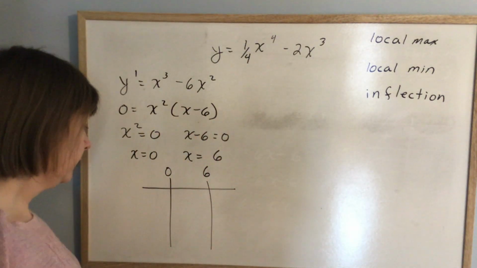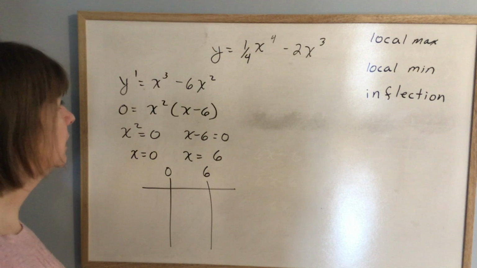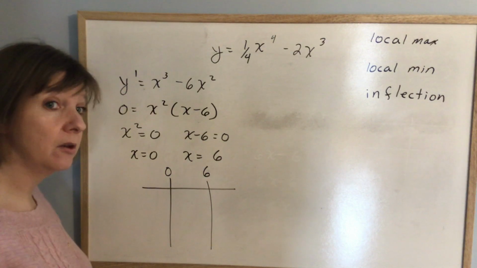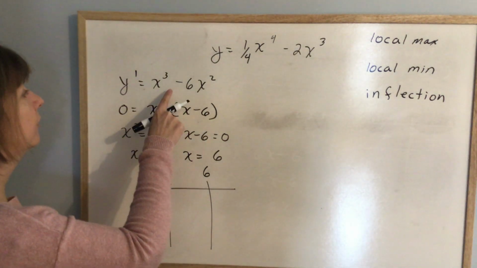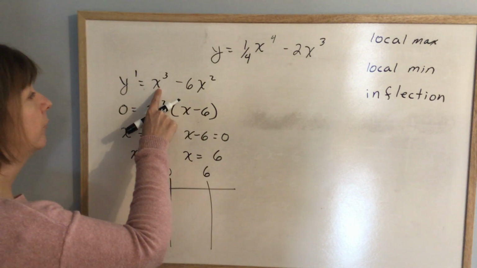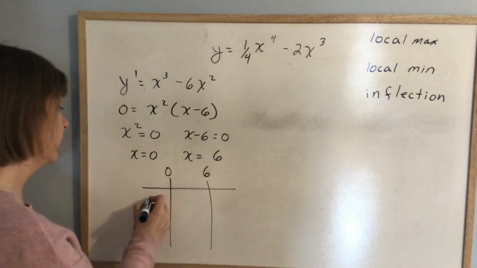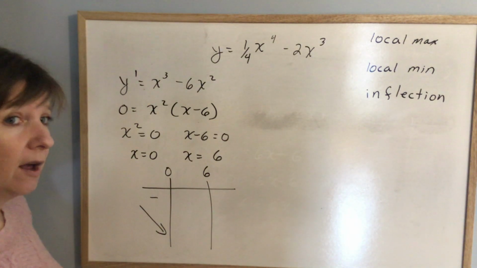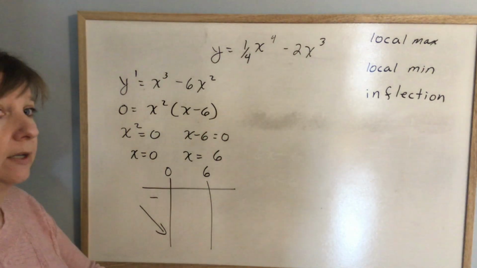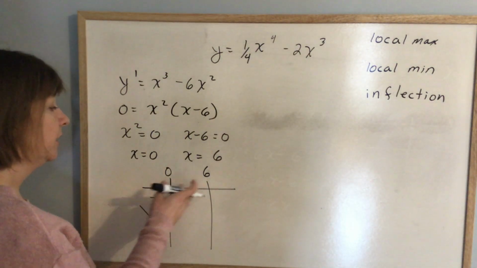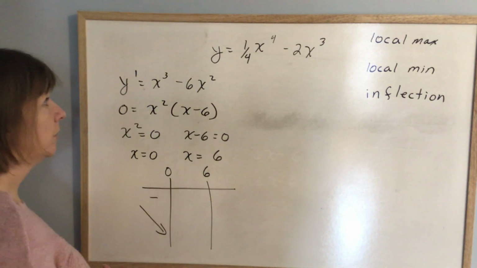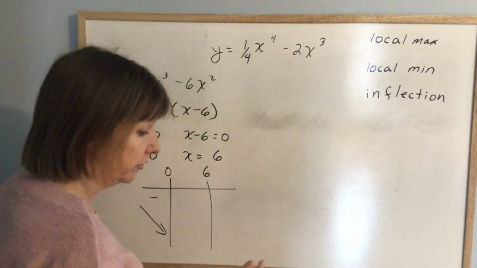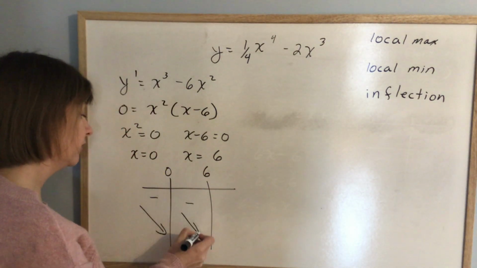So I'm going to pick a number before 0, like -1, and I'm going to put it back into the derivative, and I'm going to see, do I get positive or do I get negative? So if I do negative 1, this would be negative 1 minus 6, which would give me a negative answer. So for any x values before 0, this graph is going downward. Between 0 and 6, anything I want, so I'm going to pick 1. This would be 1 take away 6, which would still be negative, so it's still going down.